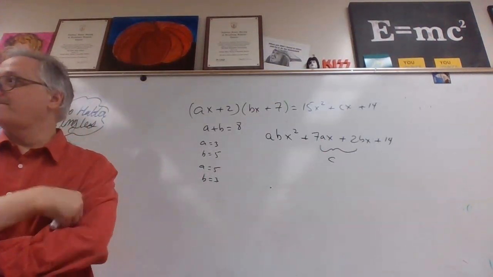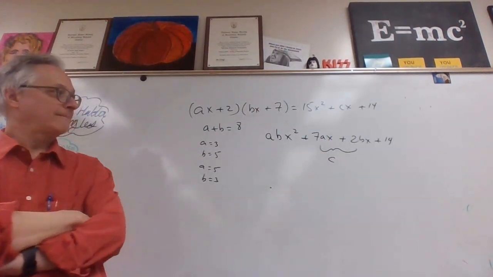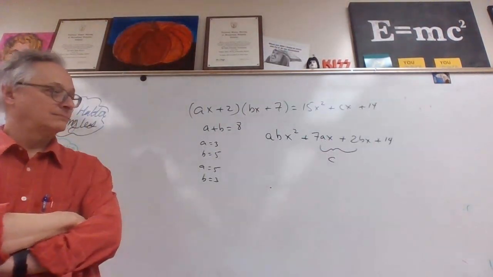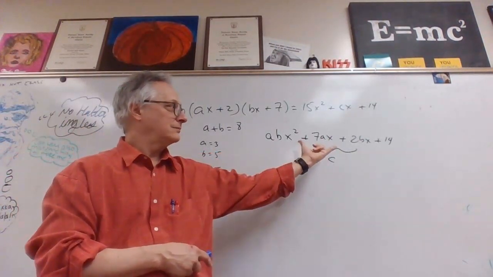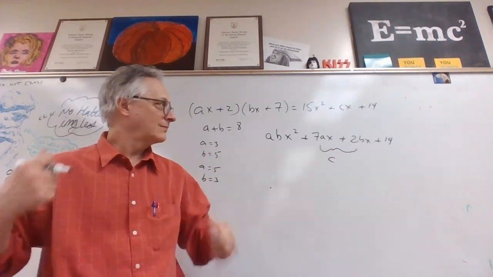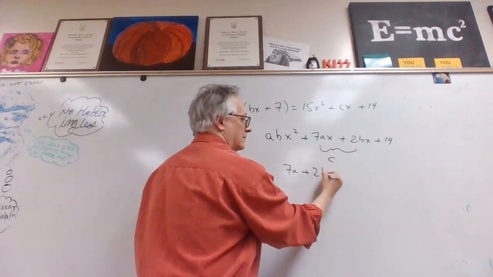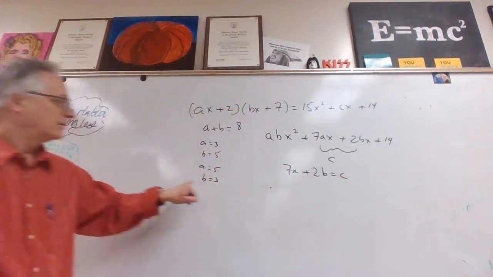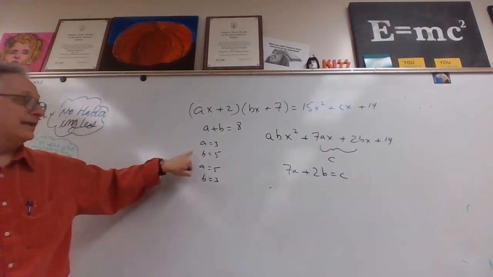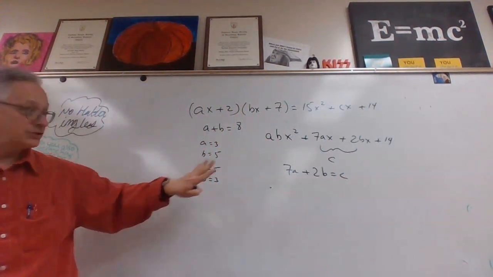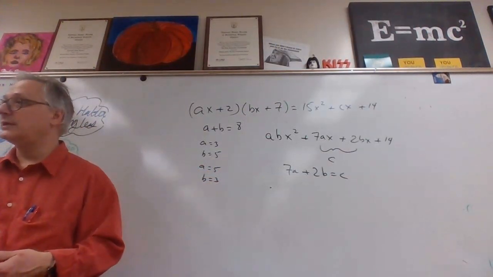So for your x squared, A times B has to be 15. Correct. So 3 and 5. Yep. So now C is just whatever the sum of 7A plus 2B is. And remember, A can be either 3 or 5, and B can be either 5 or 3. So solve that equation using both of those, and you come up with two possible values for C.